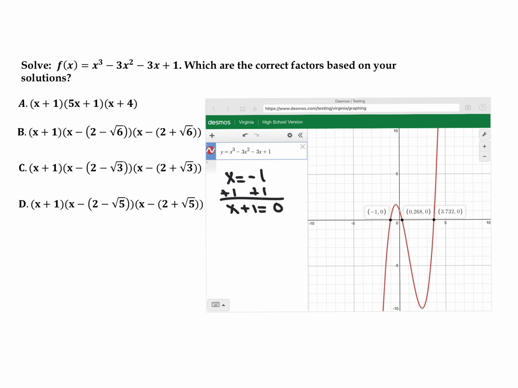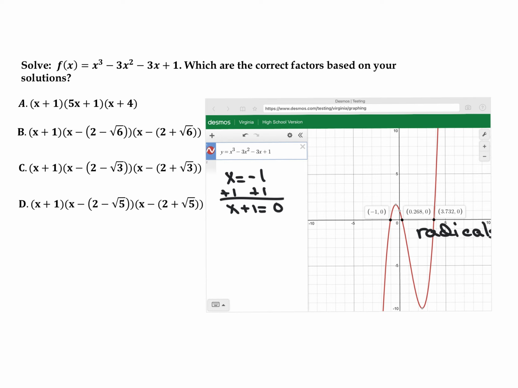But guys, look at the other two x-intercepts. We have 0.268, that's a weird decimal, and we have 3.732. If you get a weird looking decimal, then most likely that means that our answers are going to contain radicals.